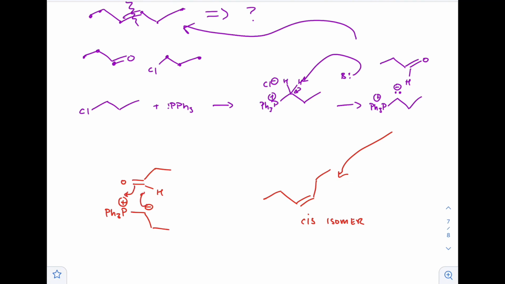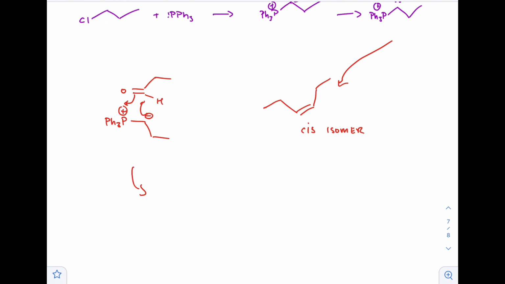And so the reason why we form the cis and trans isomer is because of that approach of that ylide to that aldehyde can be from the top or the bottom. That's where we get the different orientation in our oxyphosphate intermediate. So we're going to get different stereoisomers as a result. Okay, so let me try and draw this out.